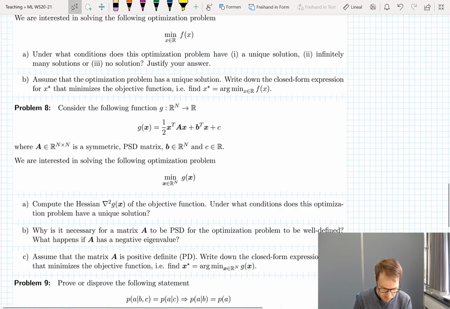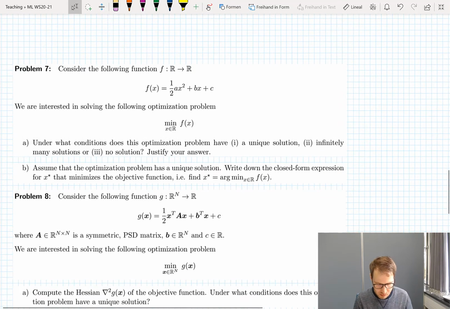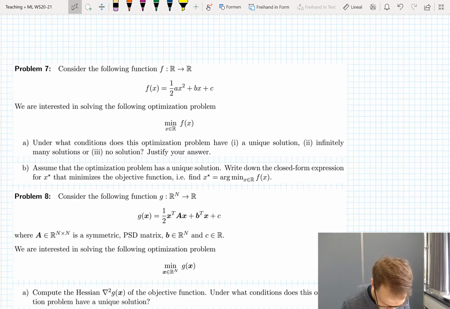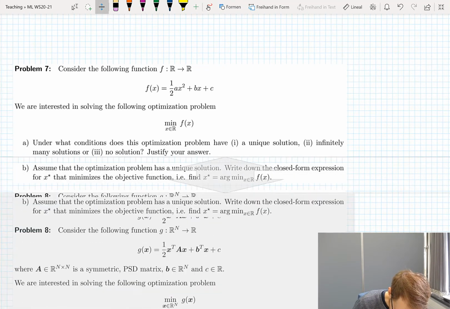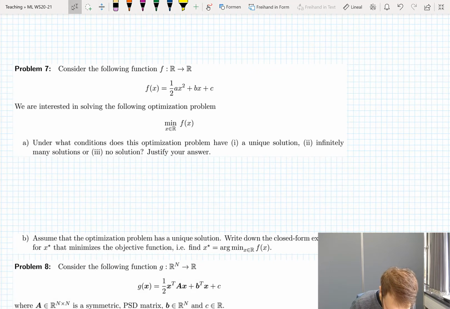Okay, now we move on to calculus. So again, we start with a simple problem. So we only have a scalar. Later on, so the next problem, we'll do basically the same thing, but with multivariate calculus. So in higher dimensions, not just scalars. Okay, so under what condition does this optimization problem have 1, a unique solution, 2, infinitely many solutions, or 3, no solution? Justify your answer.